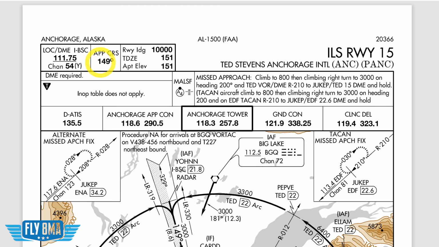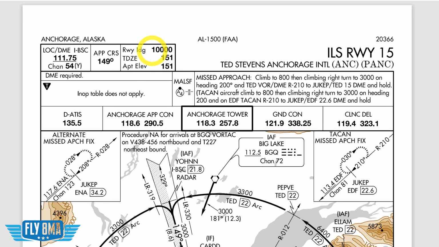The final approach course inbound is 149, and that is magnetic. All right, so really important that is magnetic. I like to ask people when they're going for an instrument check ride, hey, is this true or magnetic? And it is, in fact, magnetic. Makes the most sense, right? Because we're already going to have our DG tuned up to a magnetic indication.